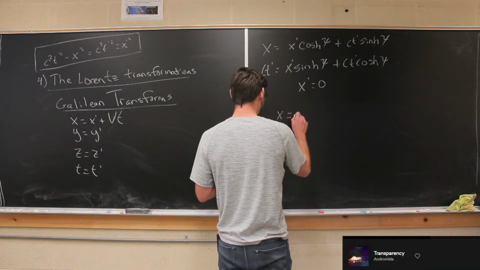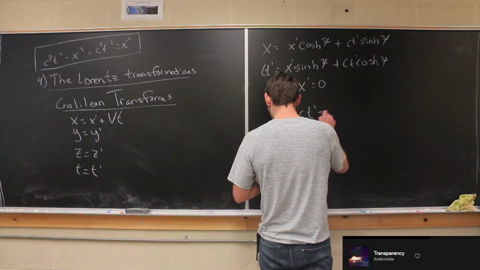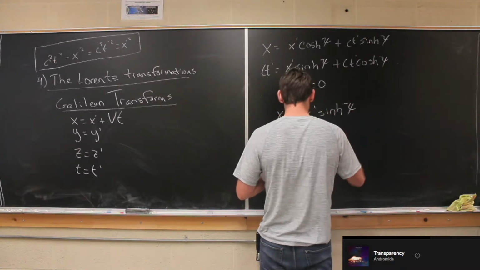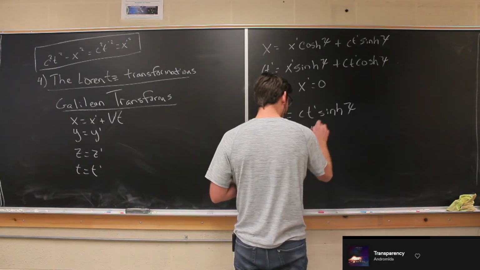So let's write these coordinates down. x is equal to t prime hyperbolic sine, and ct is equal to ct prime hyperbolic cosine.